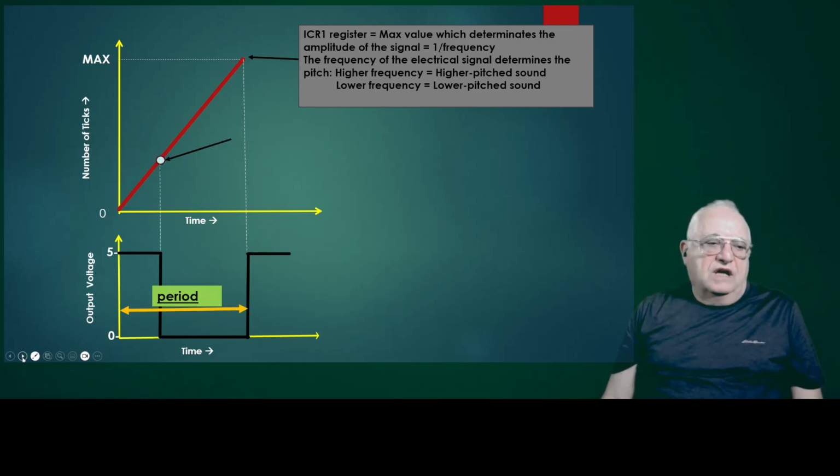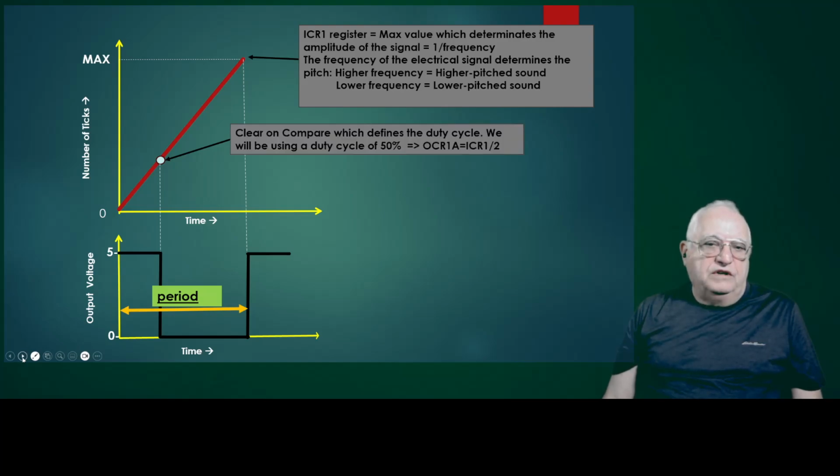So now, as we generate the wave, we need to set up the duty cycle. In this case, we're going to use a duty cycle of 50%. So that means that this point, which is 50%, is going to be 1/2 of the ICR1 register. So our duty cycle is 1/2 of the ICR value.